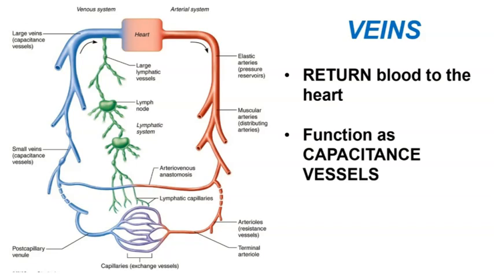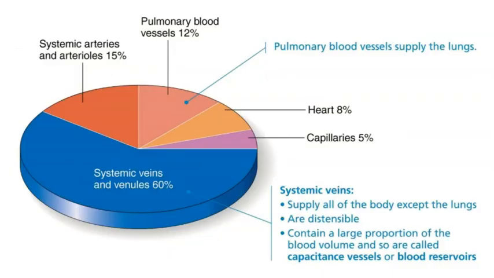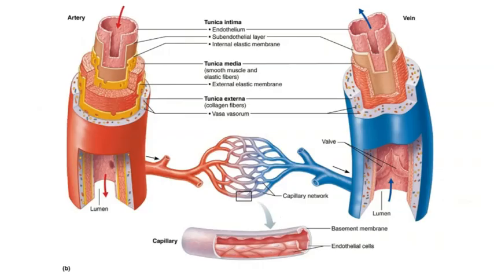Veins also tend to experience much lower blood pressures than arteries do. So at any given moment, approximately 60% of the body's blood volume is contained within the veins. The walls of the veins are much thinner than the walls of the arteries because venous blood pressure is much lower than arterial blood pressure.